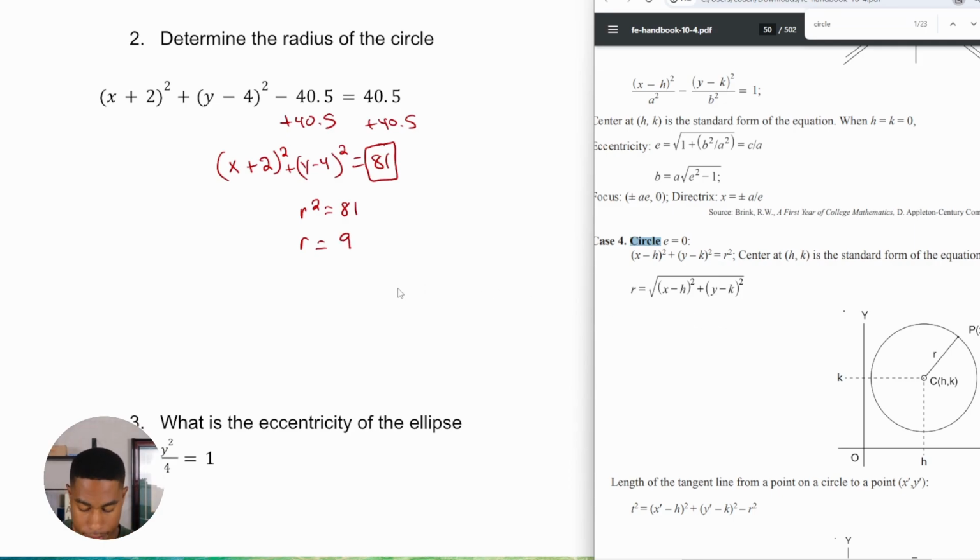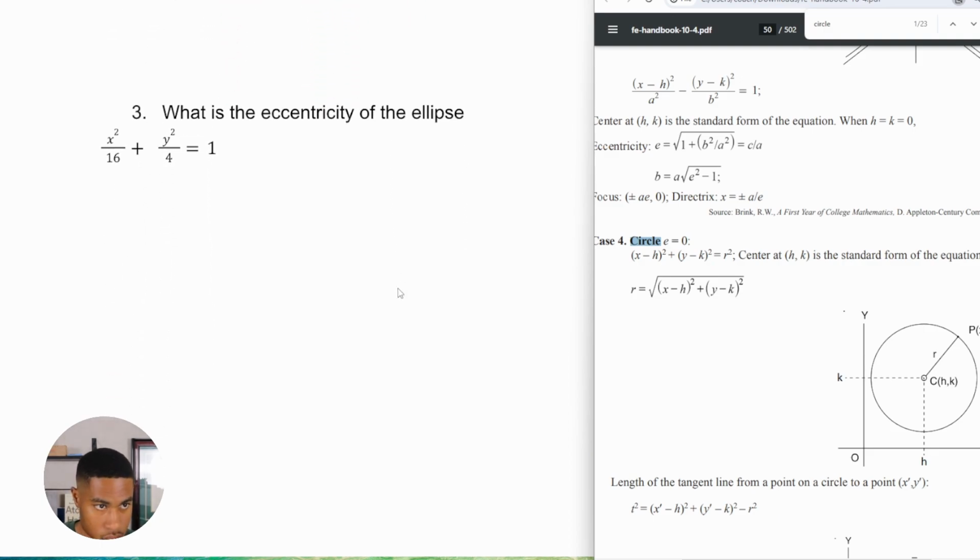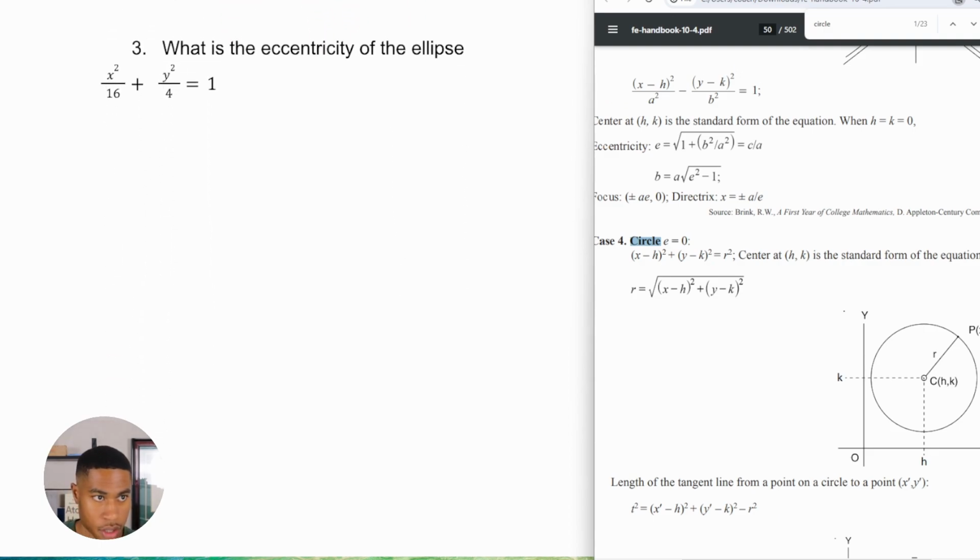All right, let's look at number 3. What is the eccentricity of the ellipse? Okay. So I would be looking for ellipse, equation of ellipse. Okay.